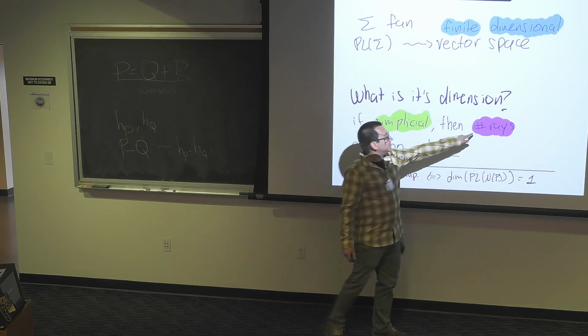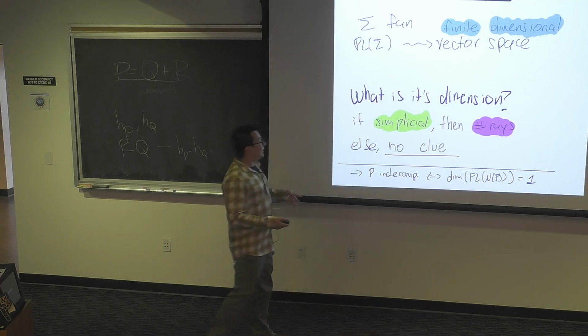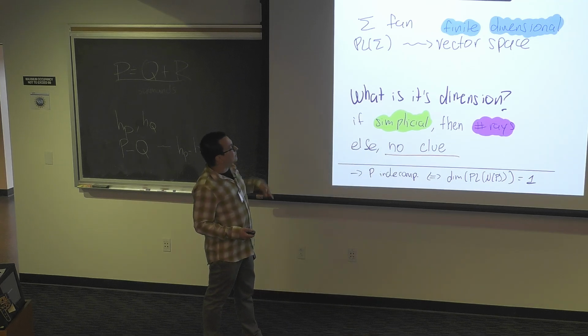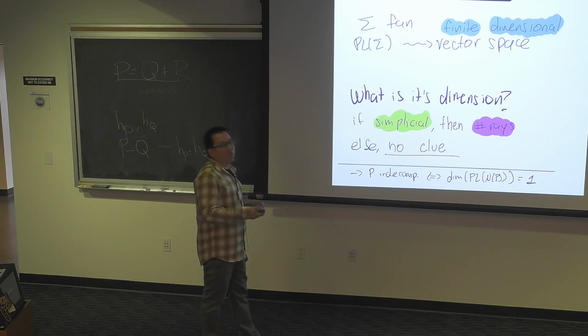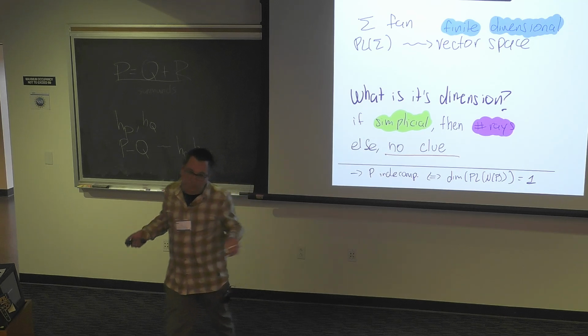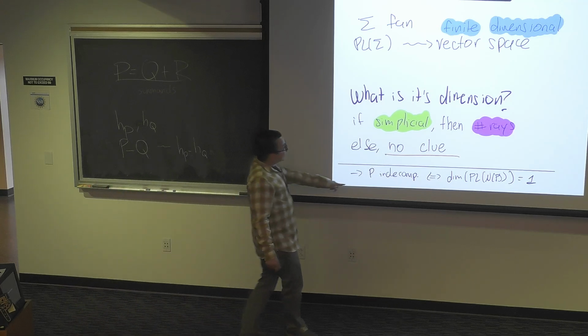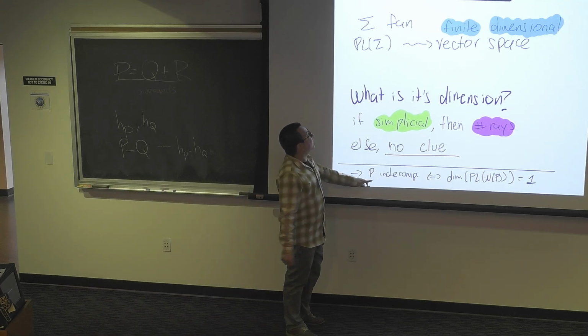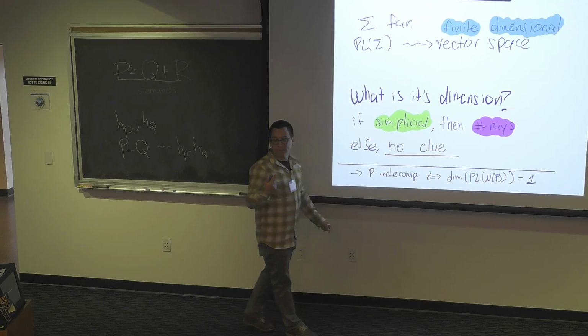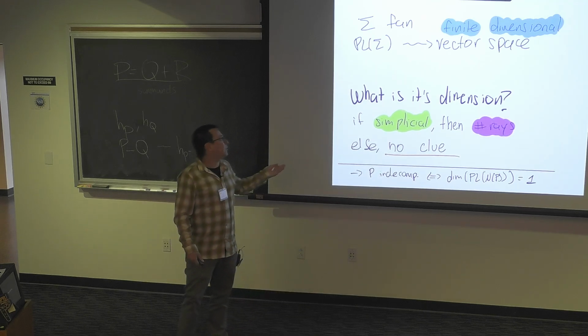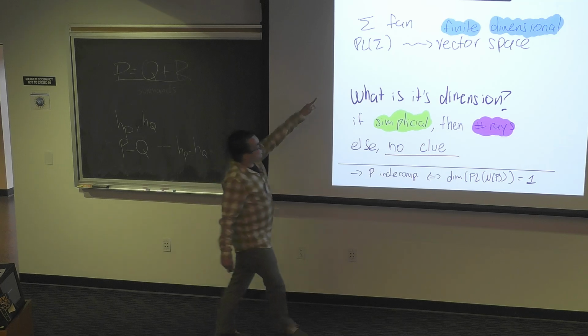If the fan is simplicial, then it's the number of rays. Else, we don't know. And again, another problem: just give me a polytope, compute that dimension. I think that's an interesting problem. Being indecomposable is equivalent to this thing having dimension 1. So I'm talking about the fan being simplicial.